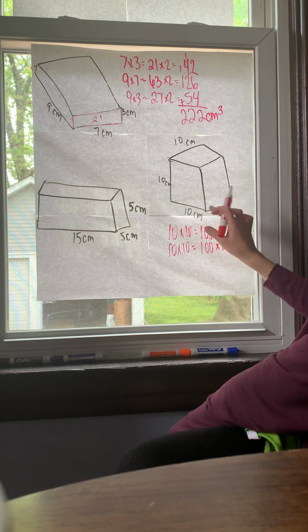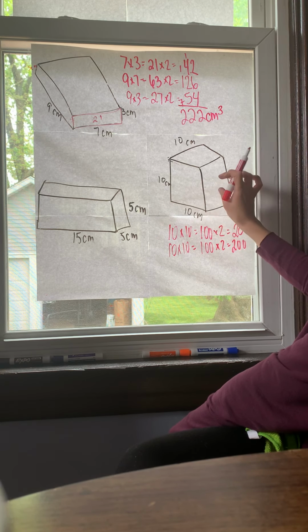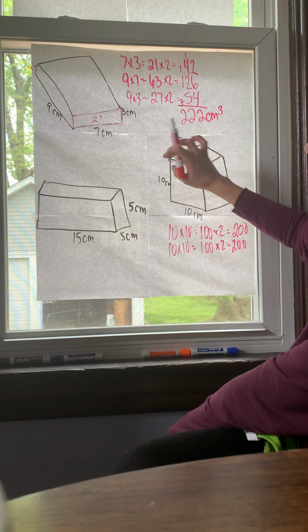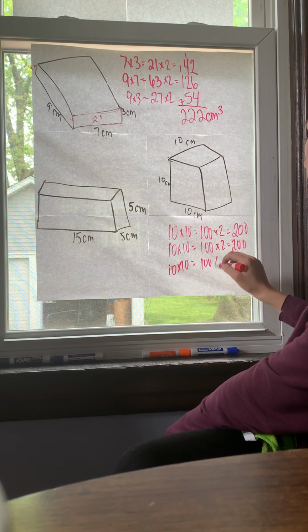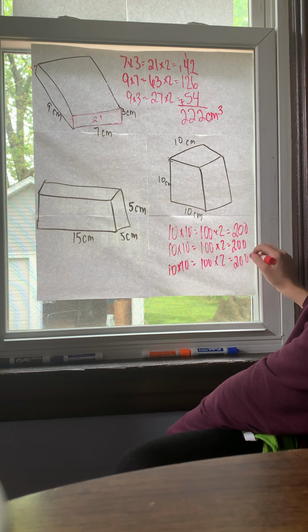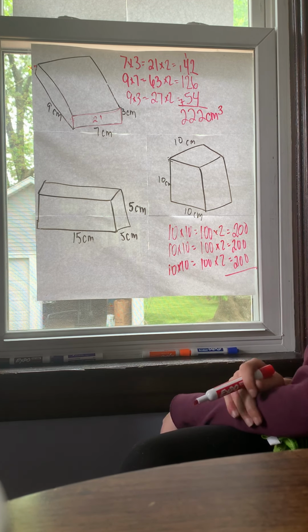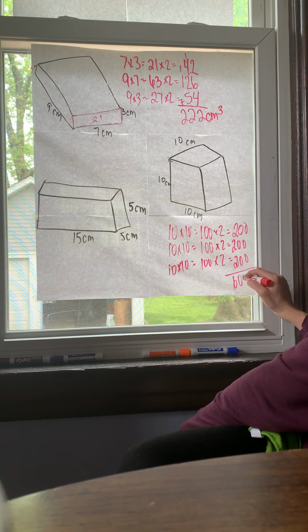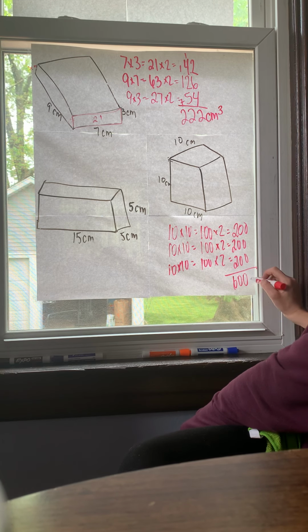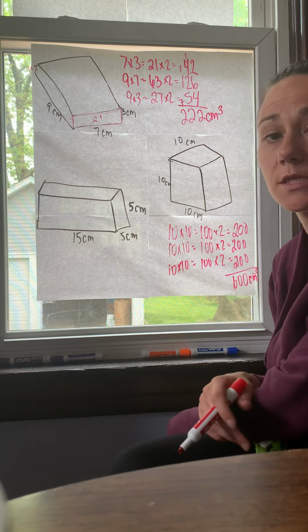Then you're going to multiply 10 times 10 because here there's a side, but there's also a second side. So that's 200. And then you add all of this together. So 200 plus 200 plus 200 is equal to 600. This is centimeters again. And remember, because it's a three-dimensional object, it needs to be cubed.